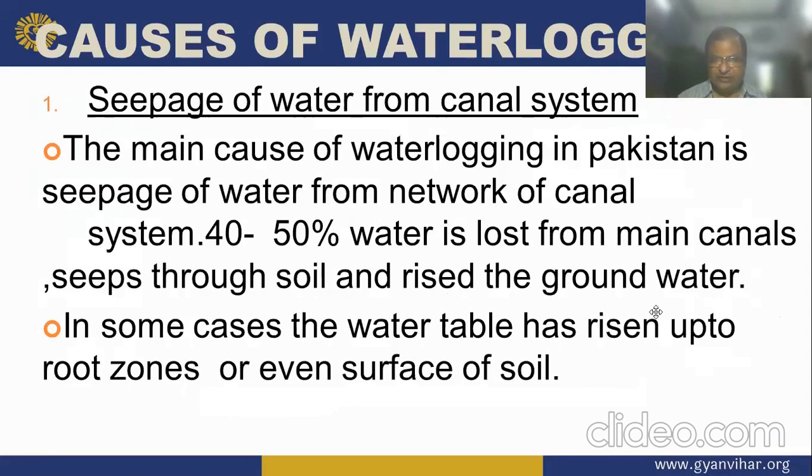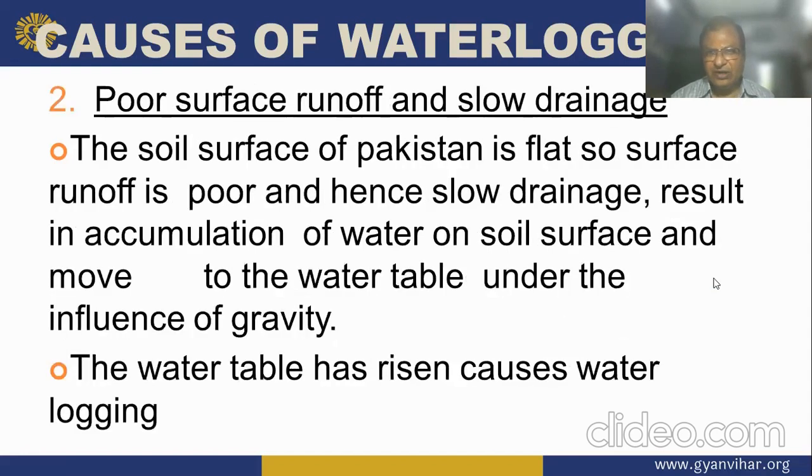Now, seepage of water from the canal system. The main cause of waterlogging in Pakistan is seepage of water from the network of canals. In the canal system, 40 to 50% of water is lost from the main canal and slips through the soil and raises the groundwater. In some cases, the water table has risen up to the root zone or even the surface soil.